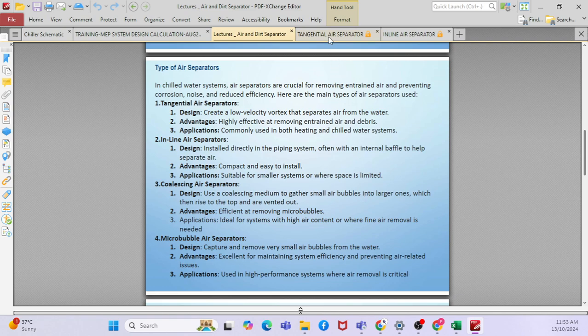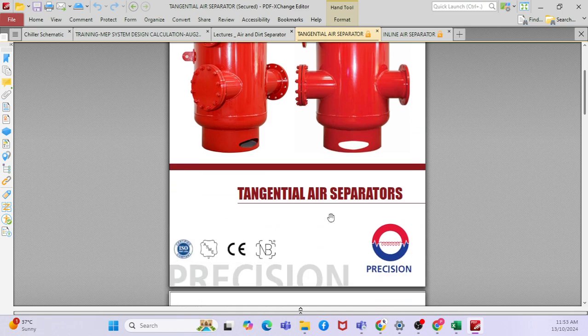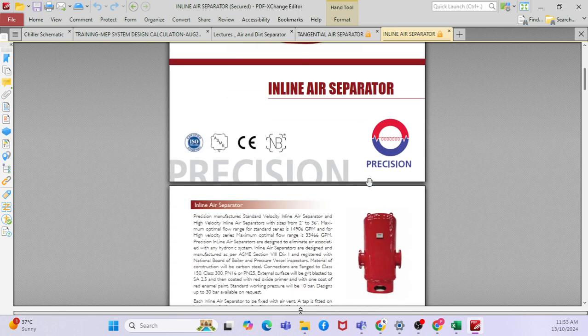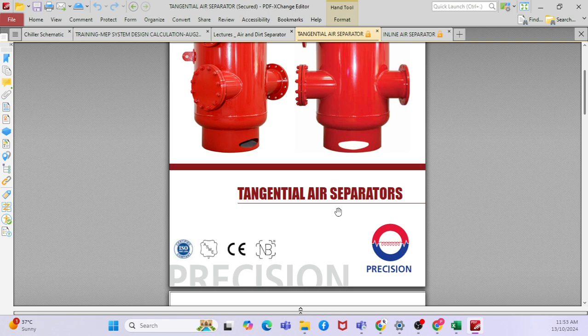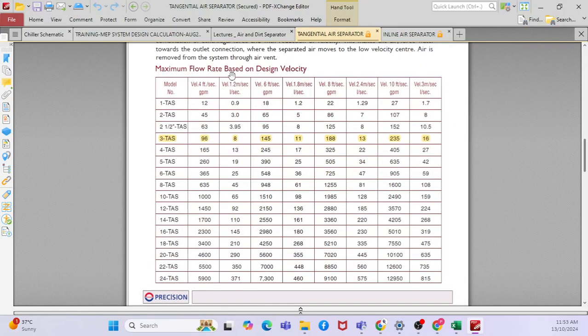Okay. So this is one of the manufacturers. You can see that Precision is one of the manufacturers, and you can see that this is both an inline separator and a tangential separator. So whenever you do the selection, basically you can see the maximum flow rate based on the design velocity. Remember, whenever you do a chilled water system, your velocity of the chilled water will be higher, in the range of 3 meter per second.